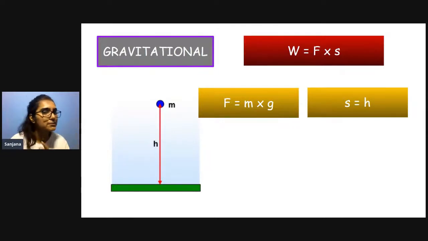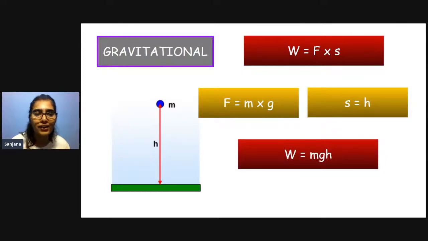Now let's talk about displacement. When you're taking a body and picking it upward, you're actually displacing the body to a certain height. So in place of displacement, you will write h. Now quickly just substitute both in the formula. In place of F, you will write mg. In place of S, you will write h. And thus you get the final formula for gravitational potential energy, that is mgh. With that, we are done with today's explanation.